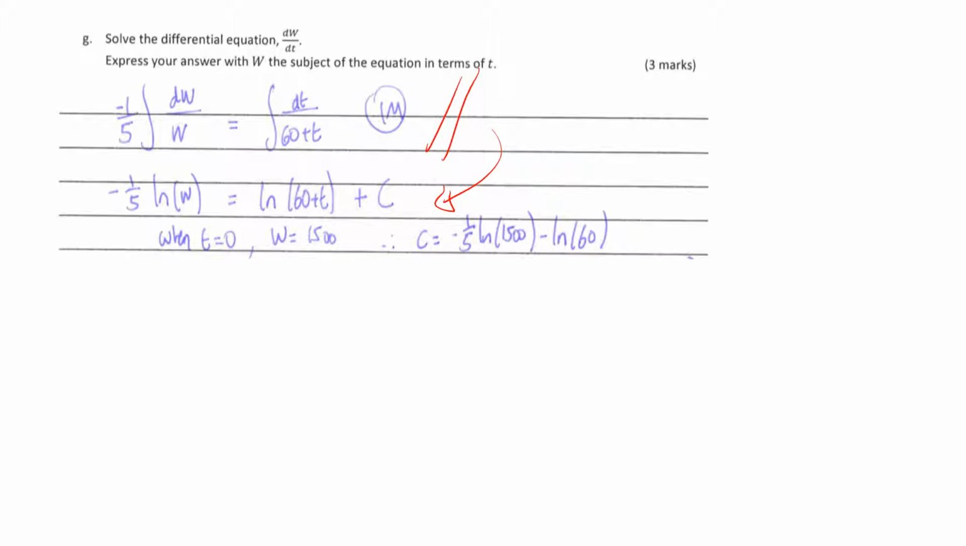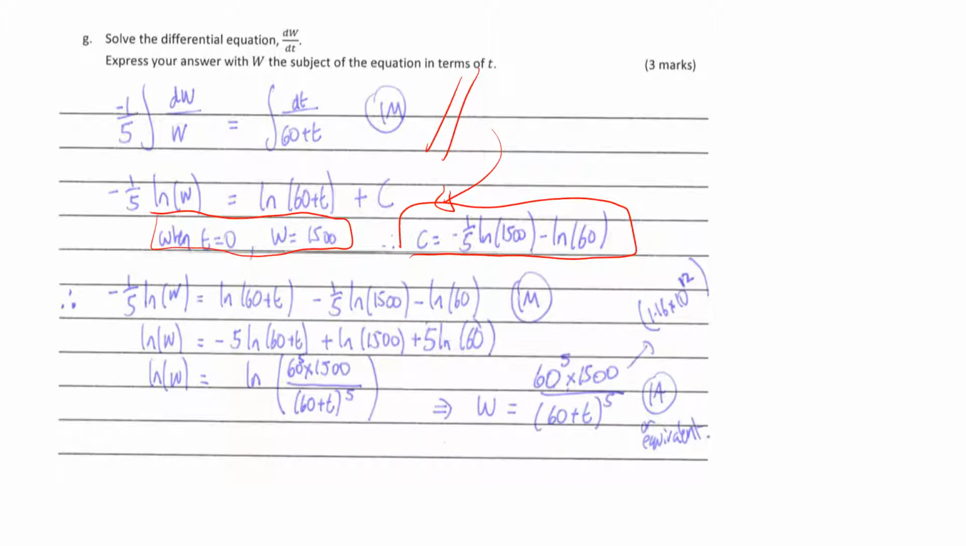How do we evaluate C? Of course, we've got our initial conditions. At time is 0, there's nothing but wine, so we've got 1500 mils of wine, so W is equal to 1500, and then we can get an expression for C from there. Okay, I could clean that up and make it a single log expression, but I won't. I'll keep going. So I put it all together.